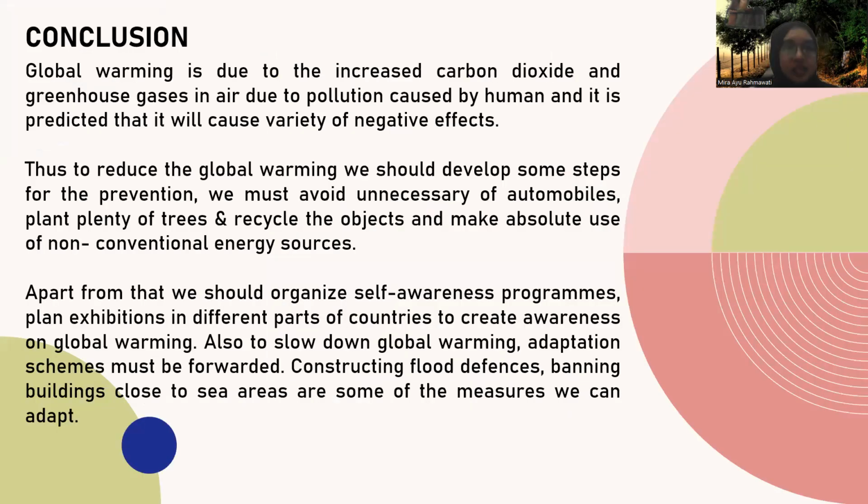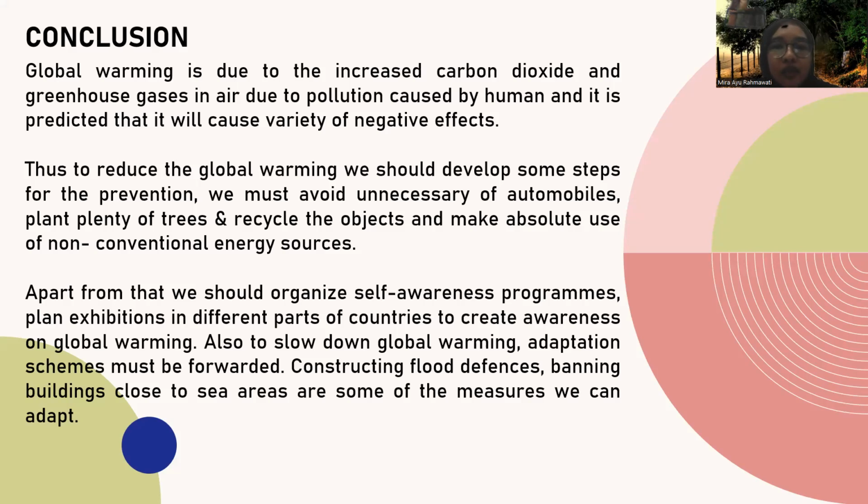Okay, and the last, this is the conclusion. Global warming is due to the increased carbon dioxide and greenhouse gases in the air, due to pollution caused by humans, and it is predicted that it will cause a variety of negative effects. Number two, to reduce global warming, we shall develop some steps for prevention.